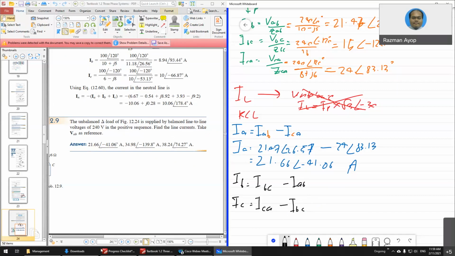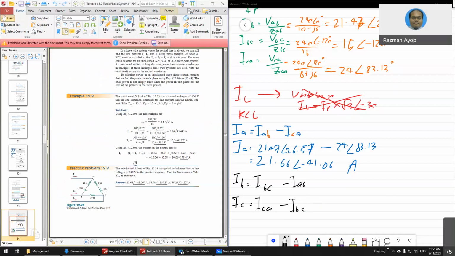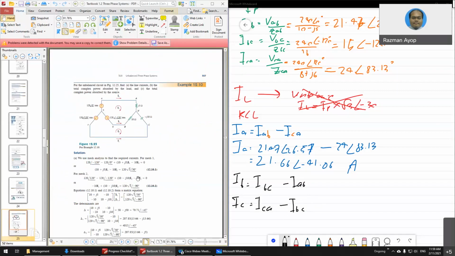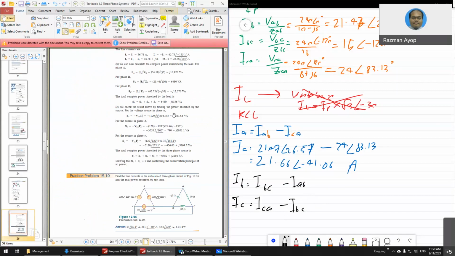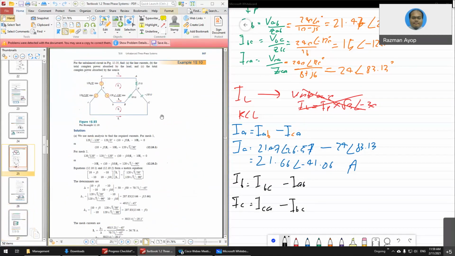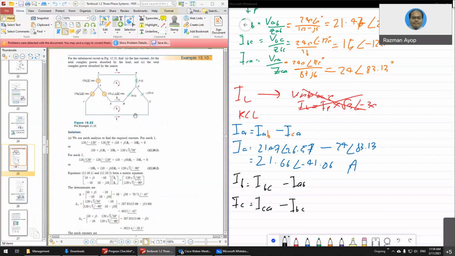So this is another example. It's already 12 o'clock. We take a break for around 10 minutes, and I will continue with this type of circuit. For this type of circuit, we have to use mesh analysis. I will show you after 10 minutes. We meet again at 12:10. Okay, take a break.